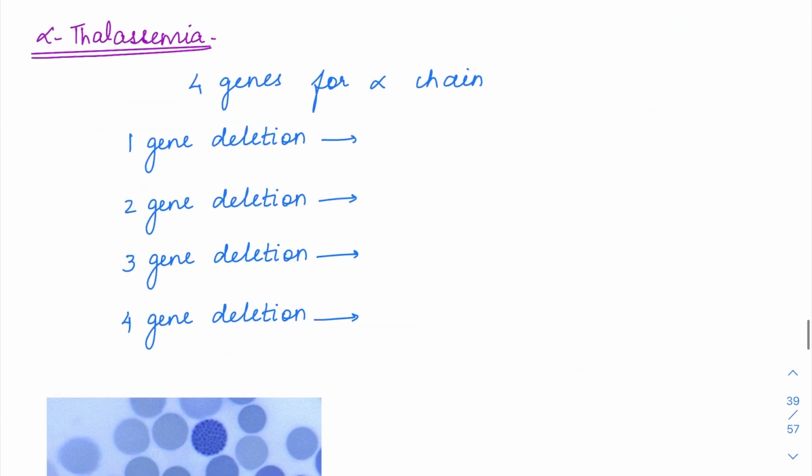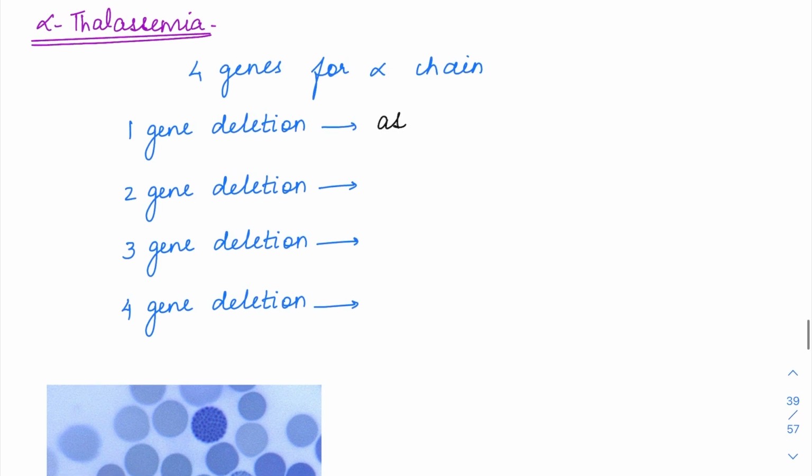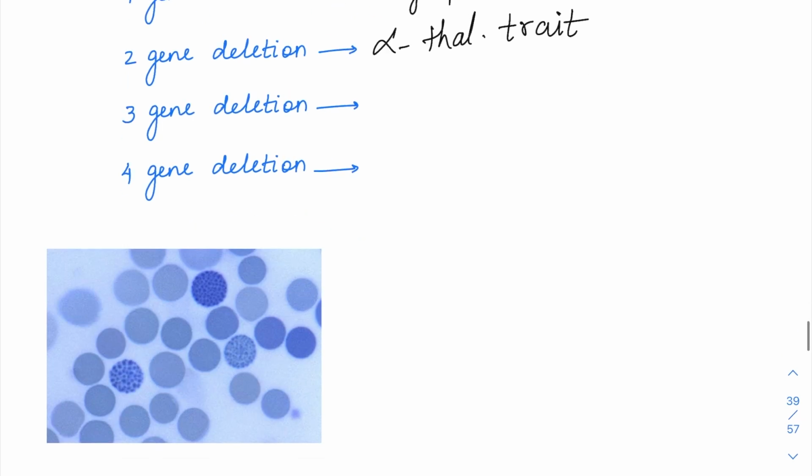Okay, now let's see about alpha thalassemia. In alpha thalassemia, as I told you, 4 genes encode the alpha chain on chromosome 16. Here the pathogenesis involves deletion. It is not a mutation, not a nonsense mutation as in beta thal. It is just going to be deletion here. So there are 4 alleles, like 4 genes, right? If one gene is deleted, it is just going to be asymptomatic, no effect. If 2 genes are deleted, it results in alpha thalassemia trait.